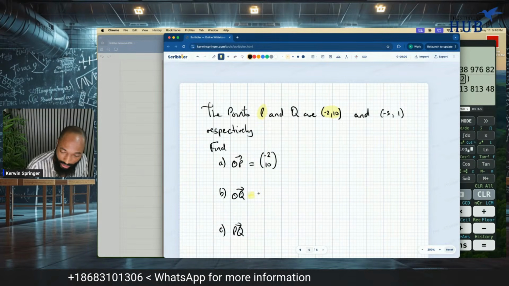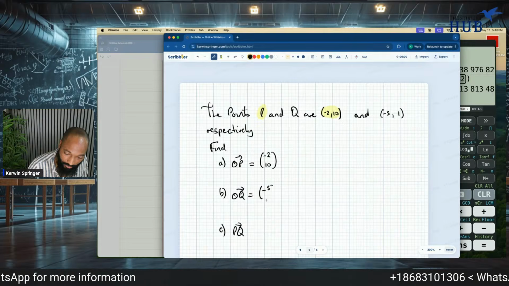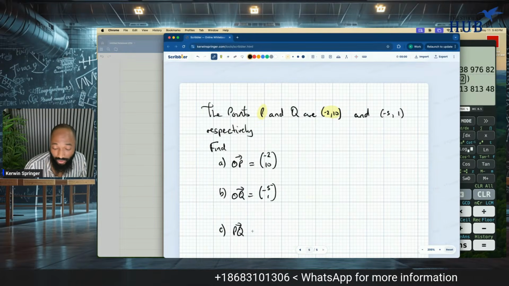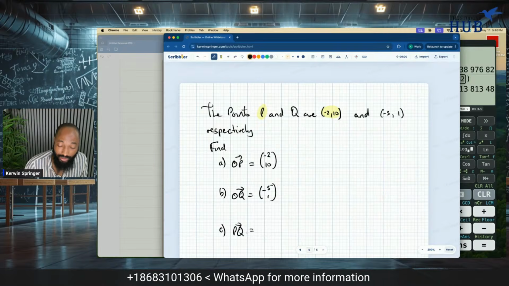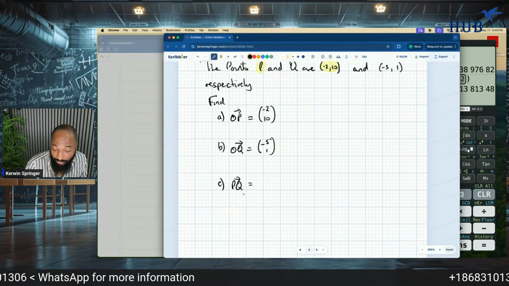OQ is going to be negative 5, 1, and just write it vertically. Please don't lose that 1 mark, because that's a free 1 mark. You will cry if you see I doing that solution and you see that free 1 mark there. Trying to stop the tears from falling.